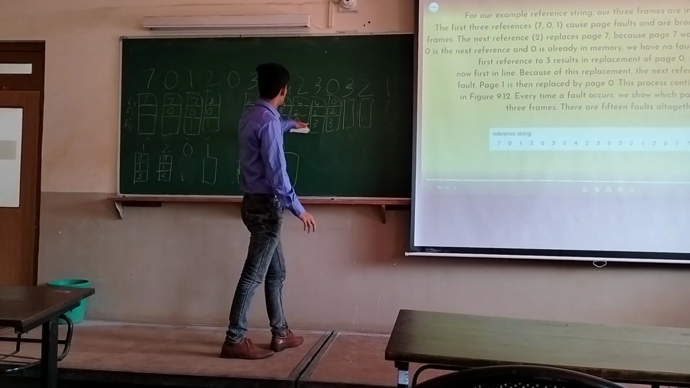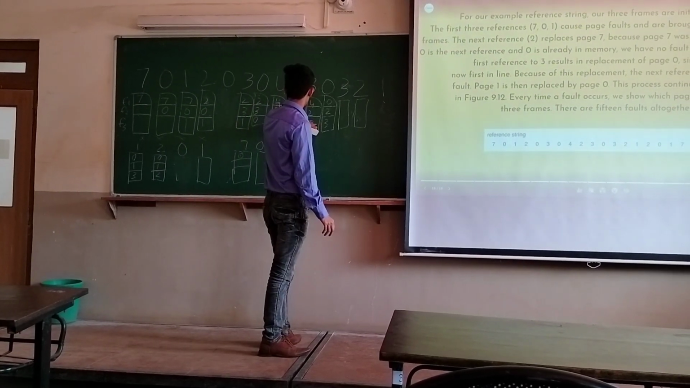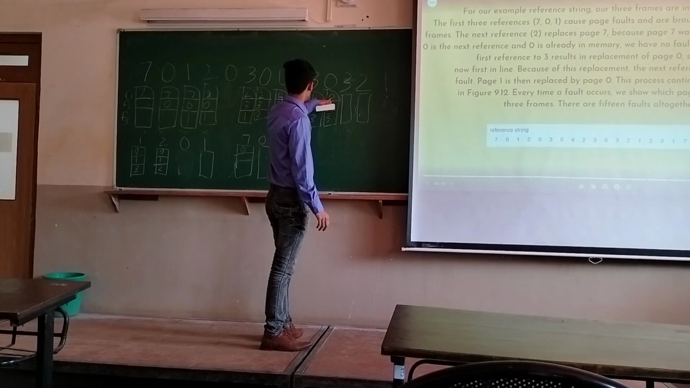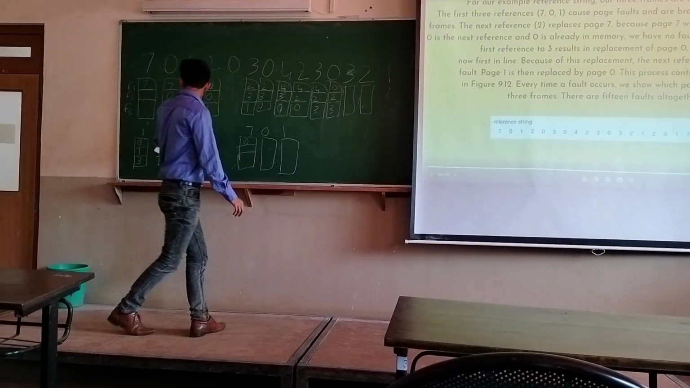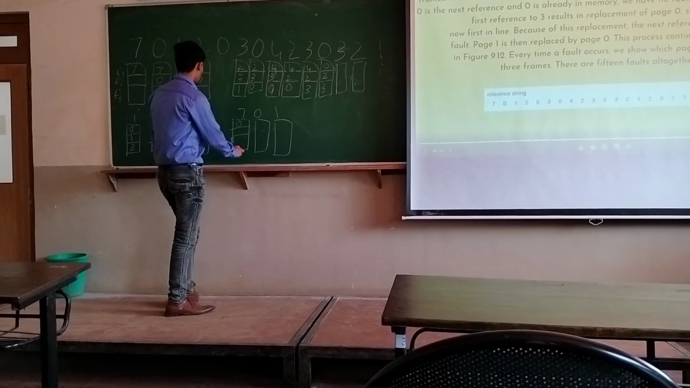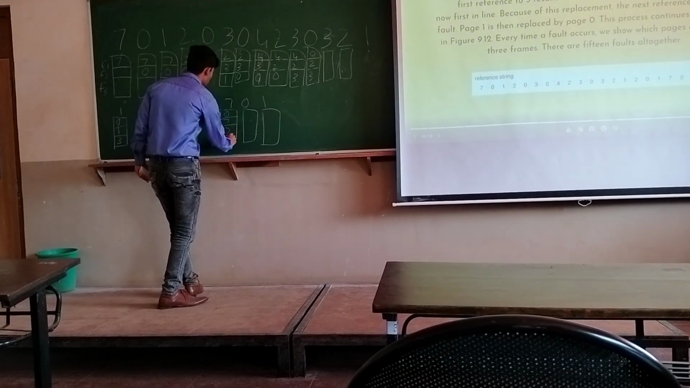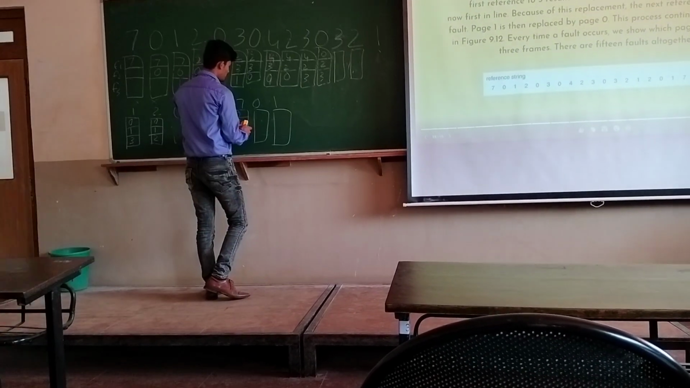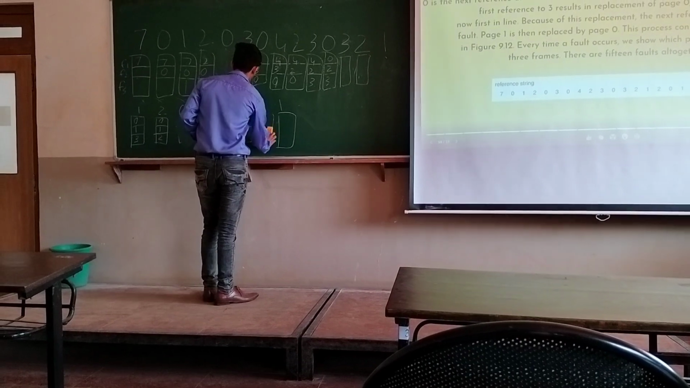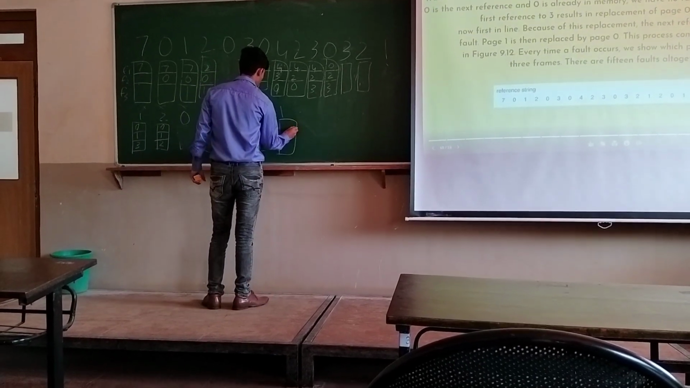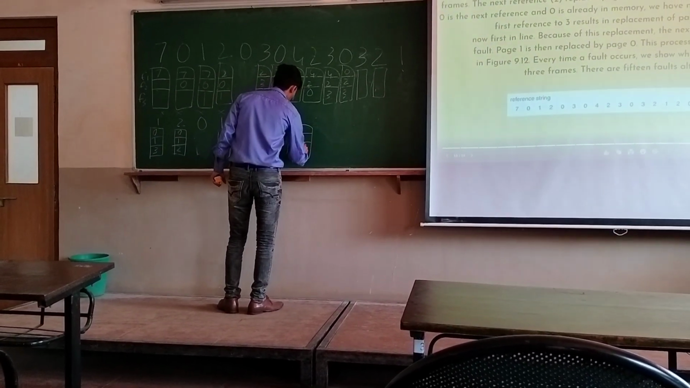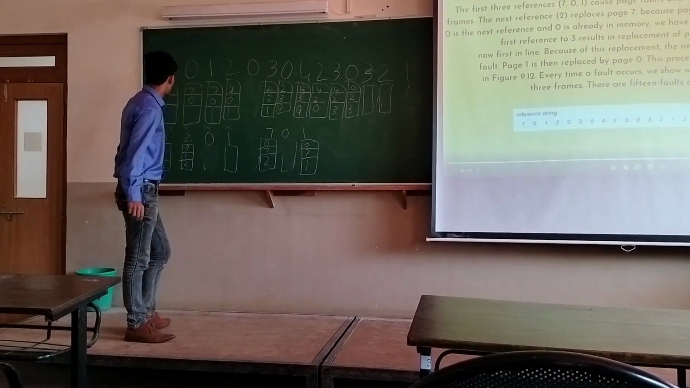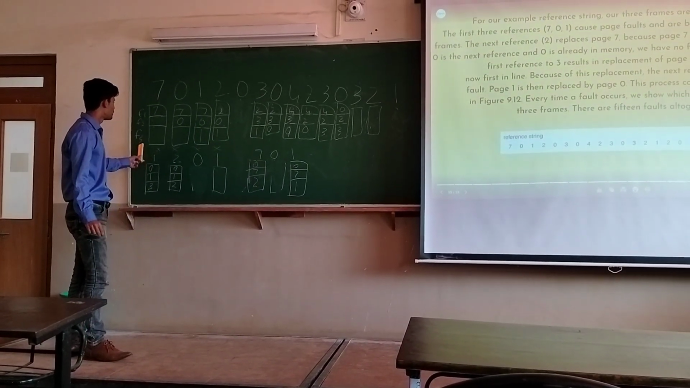Wait. First we replace 3, then we replaced 0. So next we have to replace 1. So it will become 0, 7, 2, and this is a page fault. Then 0, 7, 1. So here, how many page hits are there and how many page faults are there?